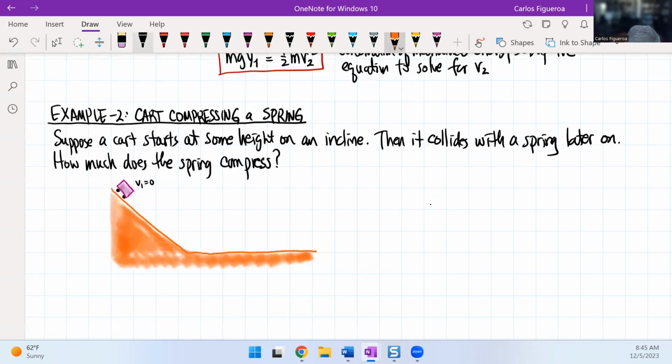At the very end of this thing, let's not do this, let's do this right here. I have a spring that then is going to be compressed. So what do I know about this?